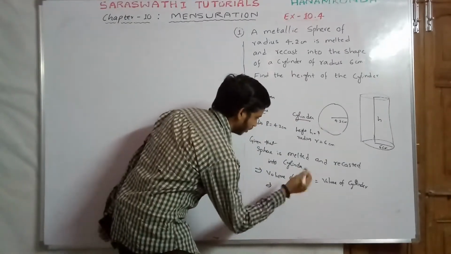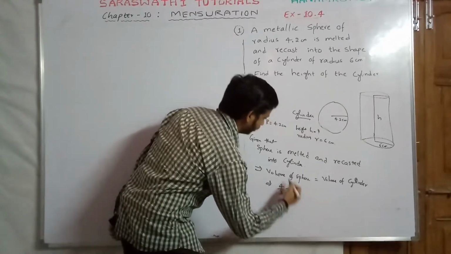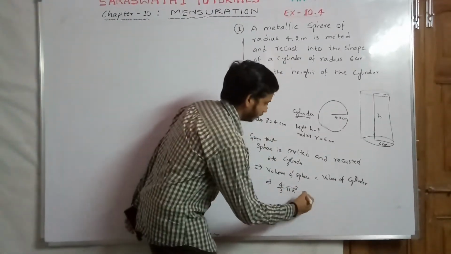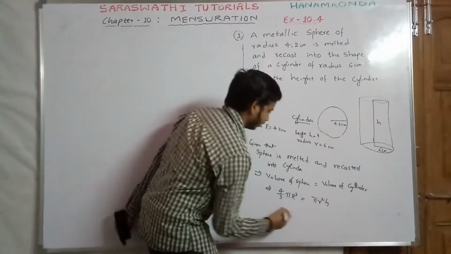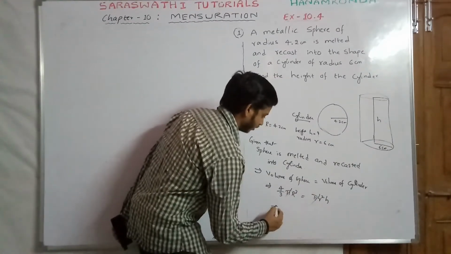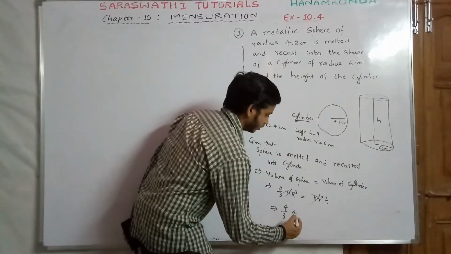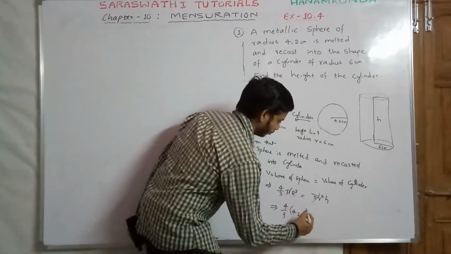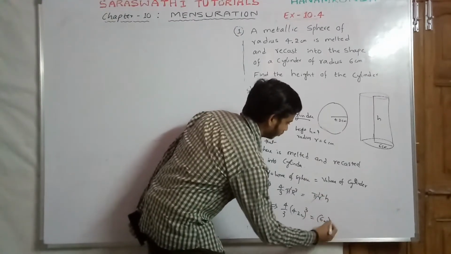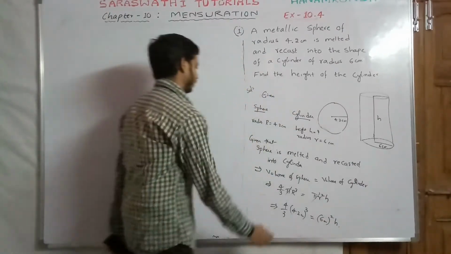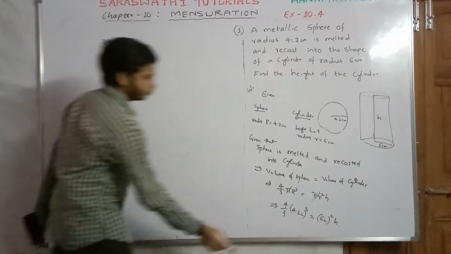We know that the volume of a sphere is 4 by 3 pi R cube, where capital R is what we have taken for the sphere, and the volume of a cylinder is pi r square h. So pi gets cancelled. It implies that 4 by 3 R cube, with R value 4.2 centimeters, whole cube, equals r square, with small r value 6 centimeters, whole square, into h.